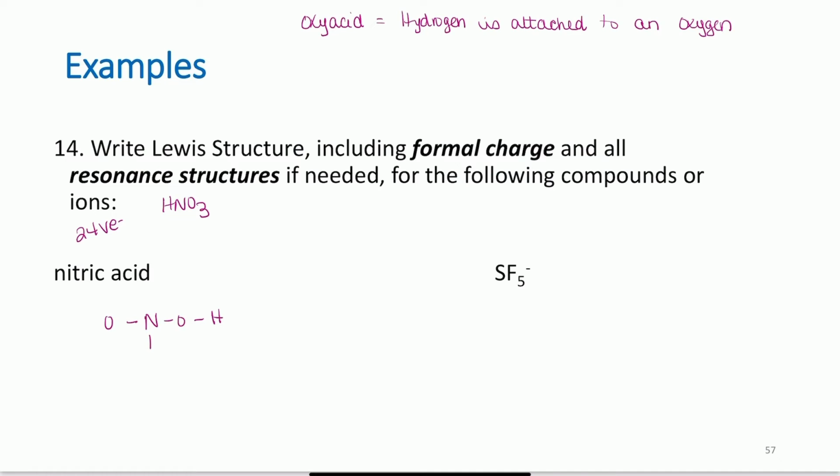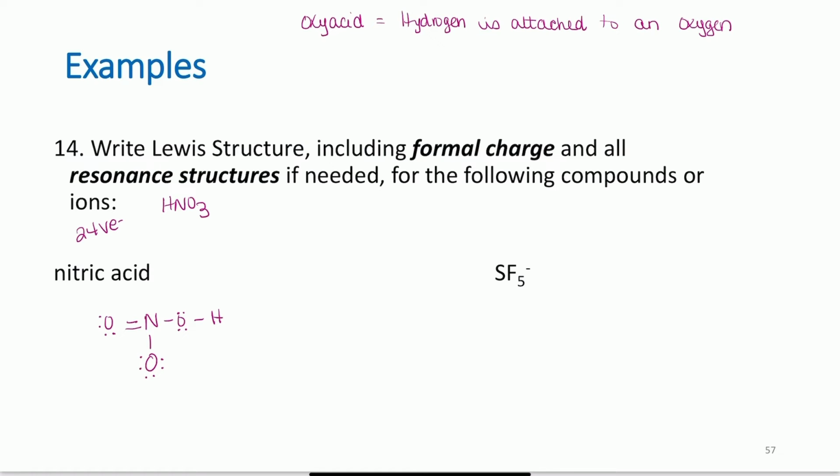So connect all your atoms. Add your lone pairs. So far I've used up 2, 4, 6, 8, 10, 12, 14, 16, 18, 20, 22, and 24 electrons. Check to make sure your central atom has its octet. This does not have an octet, so you're going to use one of your lone pairs to create a double bond. It's going to be double bonded here.